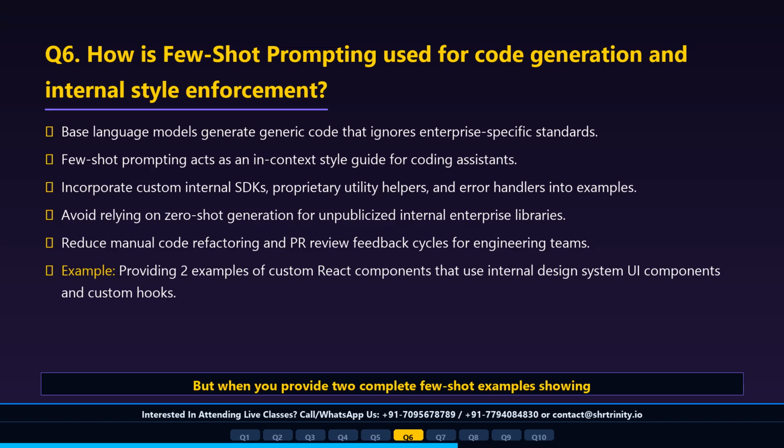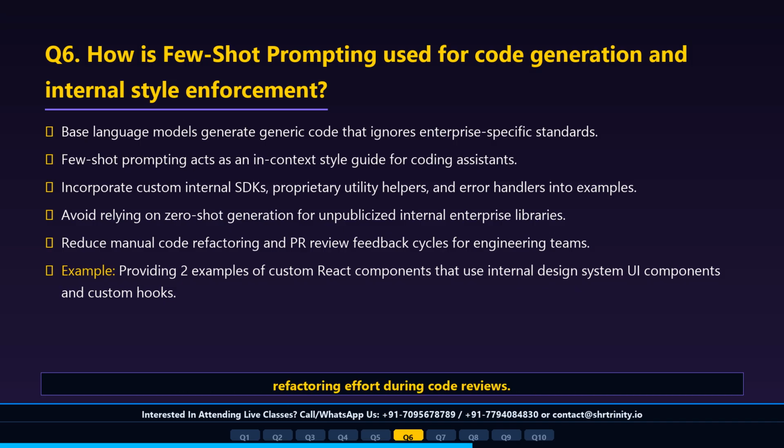But when you provide two complete few-shot examples showing components importing from @enterprise/ui and utilizing useAuthSession, the model learns the context pattern immediately. It generates new code that perfectly matches your team's internal architecture, imports, and error wrappers, significantly cutting down refactoring effort during code reviews.